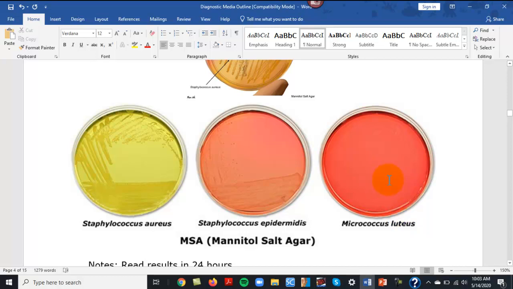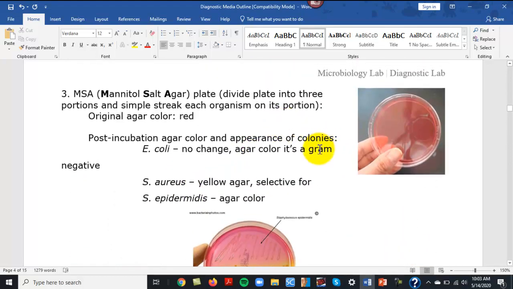Micrococcus luteus, obviously this is a negative over here on the right. In the middle, this would also be considered a negative. You see it didn't change the color that much. And what you do with these tests, it's all or none. And you see that yellow, that's a positive, because originally it was a red color.